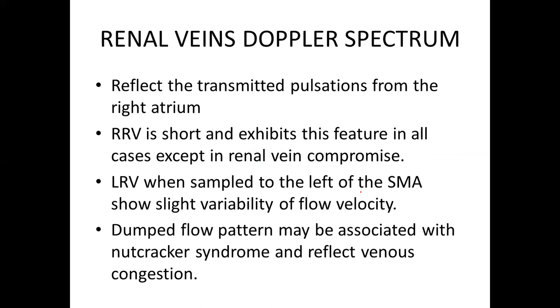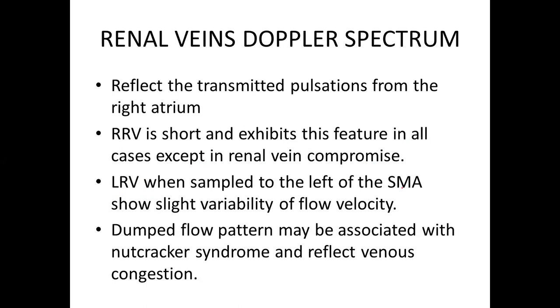Then the renal veins are also evaluated in this procedure. However, they have variable appearances because they reflect the transmitted pulsations from the right atrium. And these pulsations are more pronounced within the right renal vein because it's very close to the IVC and it is very short compared to the left renal vein, which is a little bit longer and exhibits less of this feature. So the right renal vein is short and exhibits this feature in all cases except in renal vein compromise.